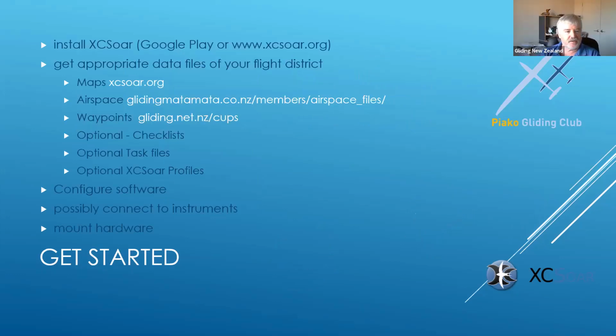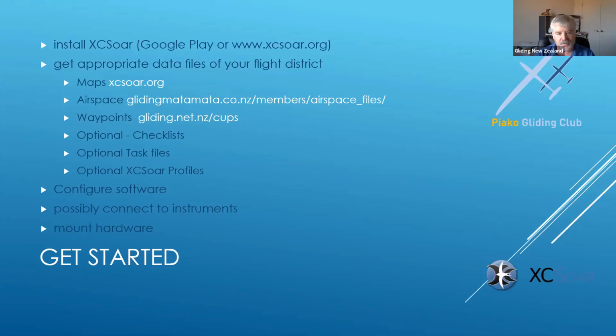So how do you get started? First of all, you got to get your XCSoar software, and you can get that on the XCSoar website or from Google Play if you're using an Android version, as most of us are. So you download the software or the application, get it going, and then you need a whole bunch of files. You need your terrain map, and that comes from XCSoar. So you can go onto their website and choose where in the world you are, and they might have a map ready for you, as they do for New Zealand anyway.